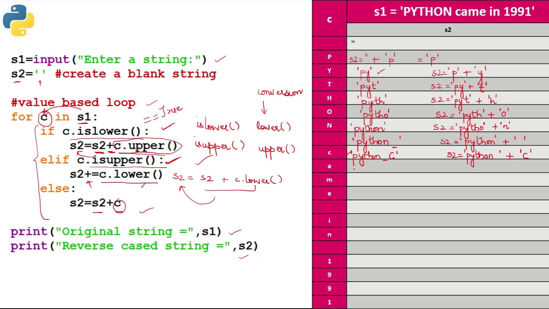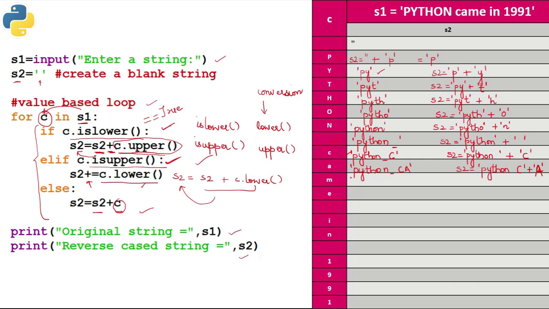Fine. Next, for small a also it's going to work like this. S2, like python C, will be concatenated with the uppercase version of small a, that is capital A, and my string is now going to be like this, python space CA. Fine. So now I've taken up enough of these cases, so I'll do it directly. I'll not write it over here. I'm sure you must have understood by now the flow in which the if-elif blocks are working.